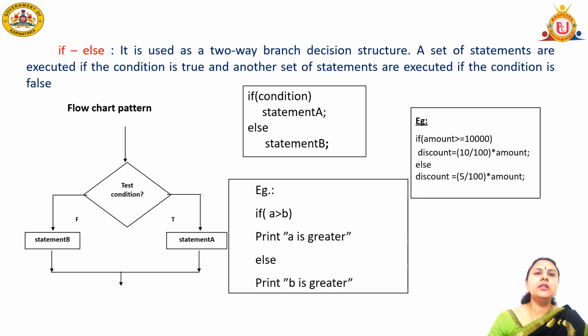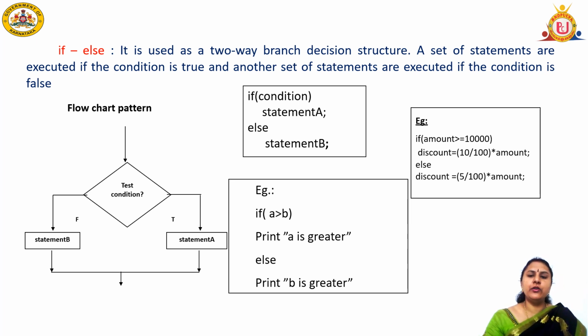Programming example: I want to find the greater of two numbers, A and B. If A greater than B, suppose the A value is greater, then it will print A is greater. Example, 5 and 4. 5 is greater than 4, so it will print A is greater. Otherwise, suppose my input is 4 and 5. It will check the condition 4 greater than 5. If it is false, it will come to the else part and print B is greater.